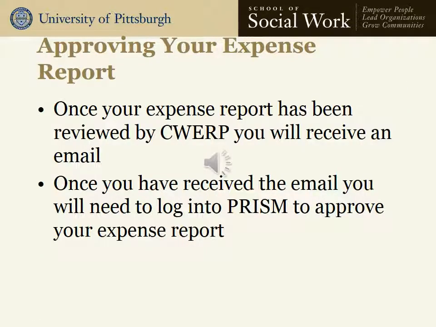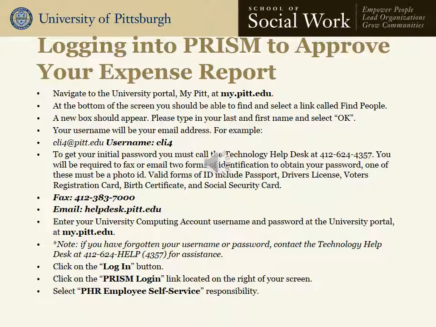Once your expense report has been reviewed by CWEB, you will receive an email. Once you have received this email, you will need to log into the PRISM system to approve your expense report. Follow the steps on this slide to log into PRISM to view your expense report. If your expense report is correct, approve it, and this will complete the CWEB book reimbursement process.